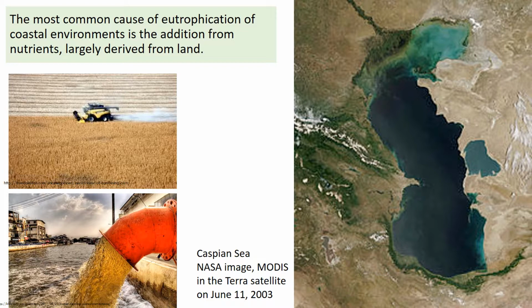The most common cause of eutrophication in coastal environments is the addition of nutrients largely derived from land. So either fertilizers or spillage of raw sewage, as you can see in the two images to the left, sorry. And on the right, you see a satellite image of the Caspian Sea. And you can see how in the upper part, all this greenish color shows unbridled algae growth in an area that is totally suffering from eutrophication.